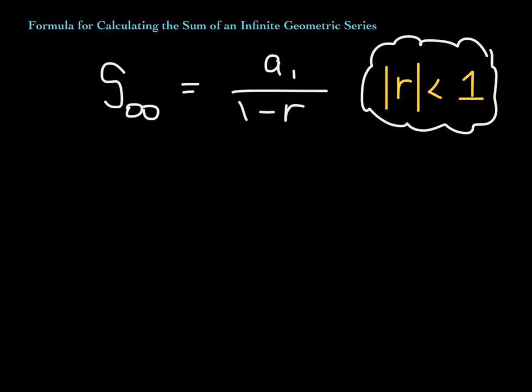Well, I'm glad you're asking. So here's the formula for calculating the sum of an infinite geometric series. It's actually a lot simpler than the partial sum formula of a geometric series. Here, a sub 1 is the first term and r is your common ratio. Now this is very important. In order for this to work out, that is to say, in order for the sum to be defined, the absolute value of your common ratio must be less than 1. If it is not, then that means the sum cannot be found.